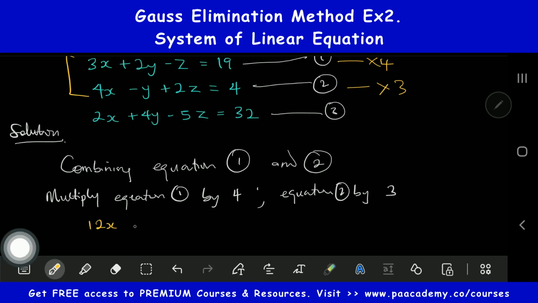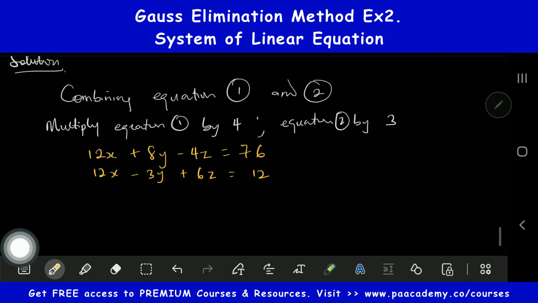12x plus 8y minus 4z equals, so 19 times 4, that's 76. If we do the same thing to equation 2, multiplying through by 3, we are going to be having 12x minus 3y plus 6z equals 12. With this, we can easily subtract them.